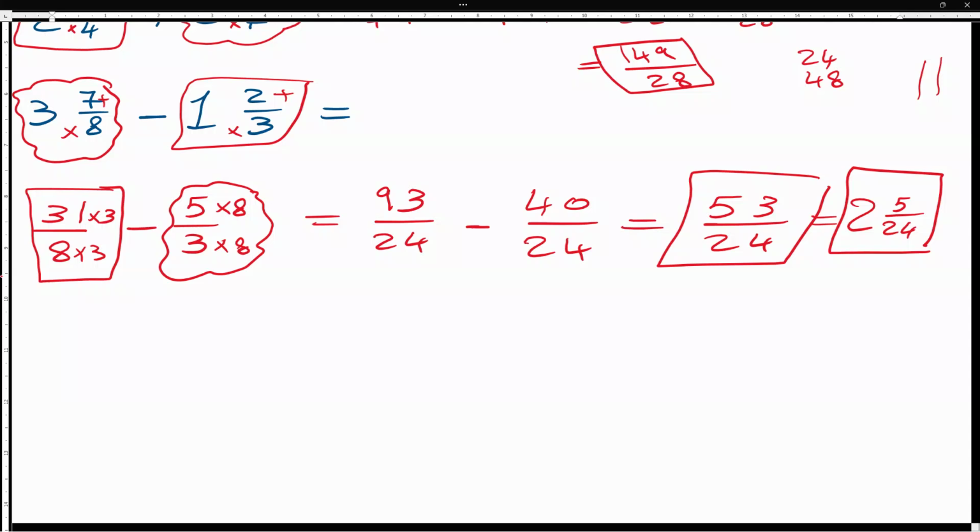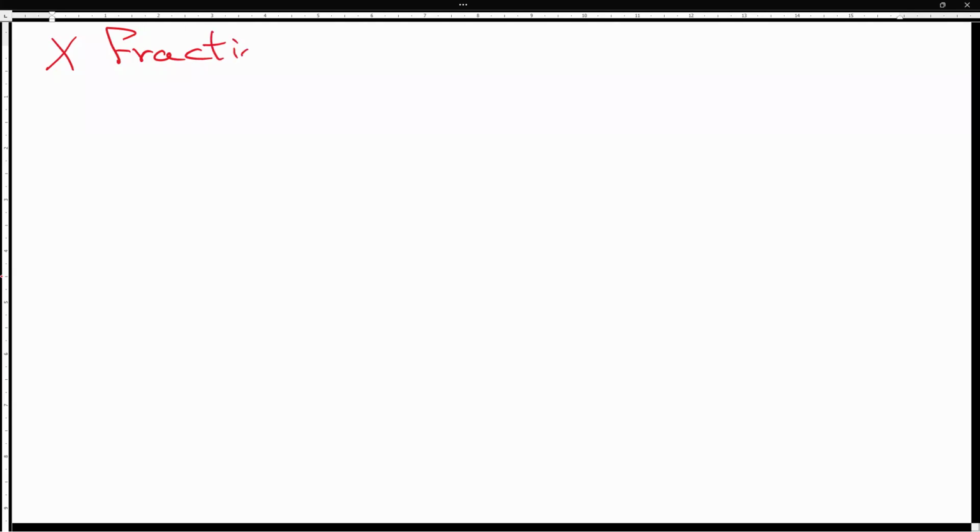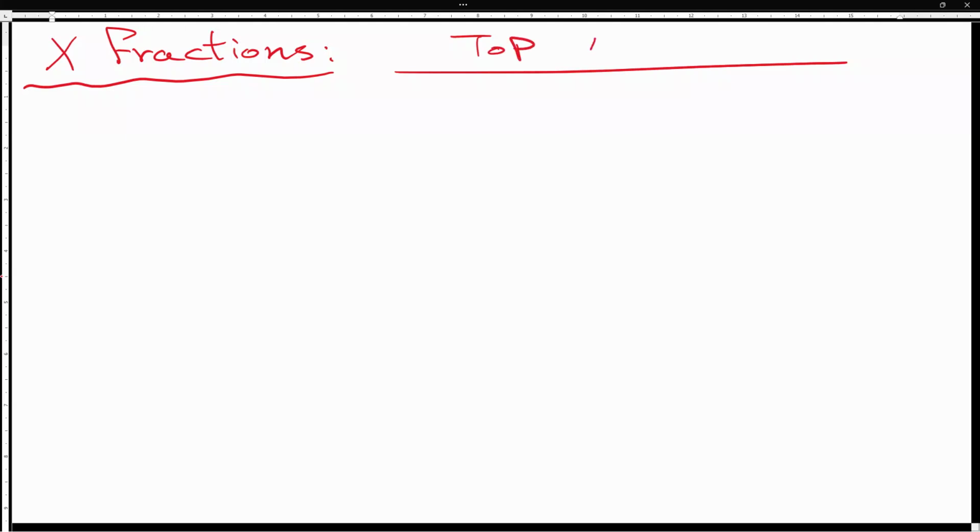This is adding and subtracting fractions. Now let's do the easiest one, which is multiplying fractions. So to multiply fractions, all you need to do is follow this. Top times top divided by bottom times bottom.